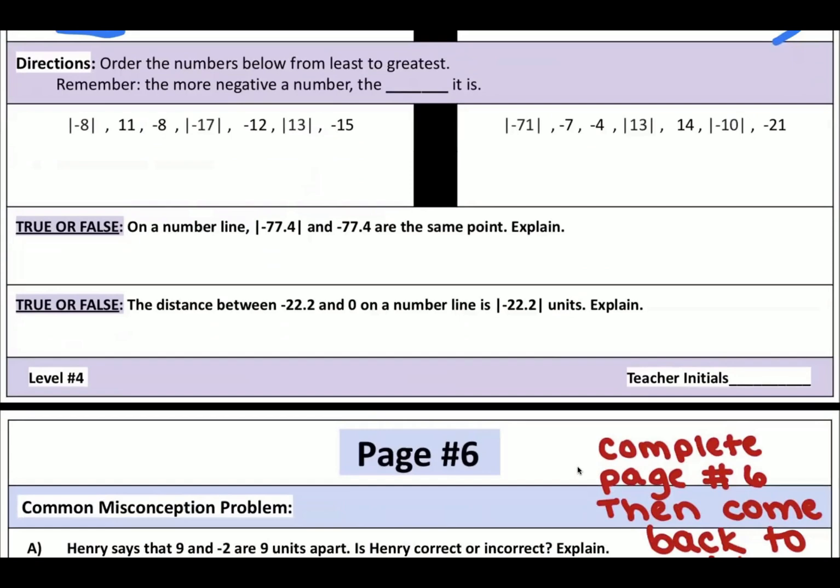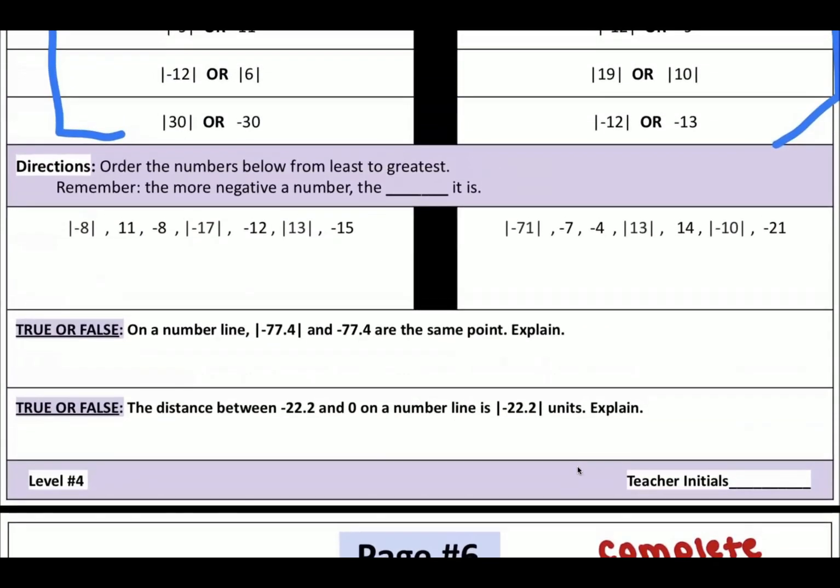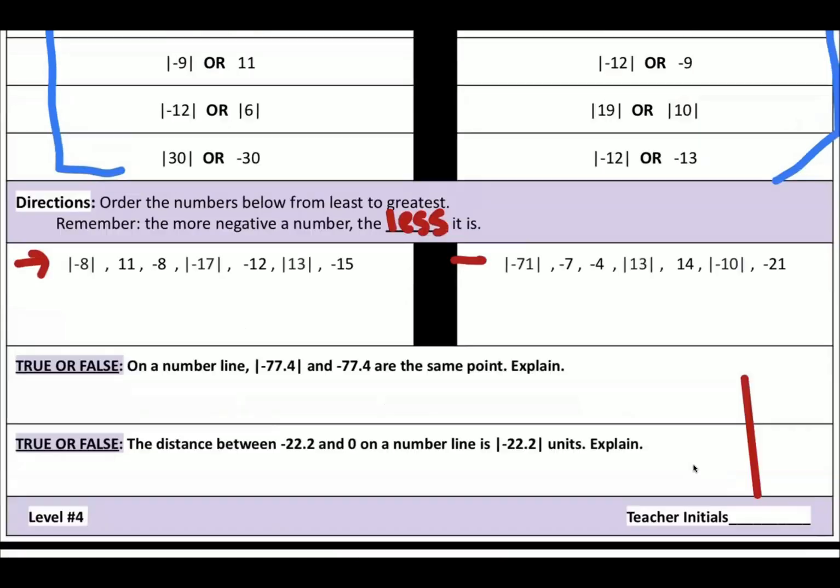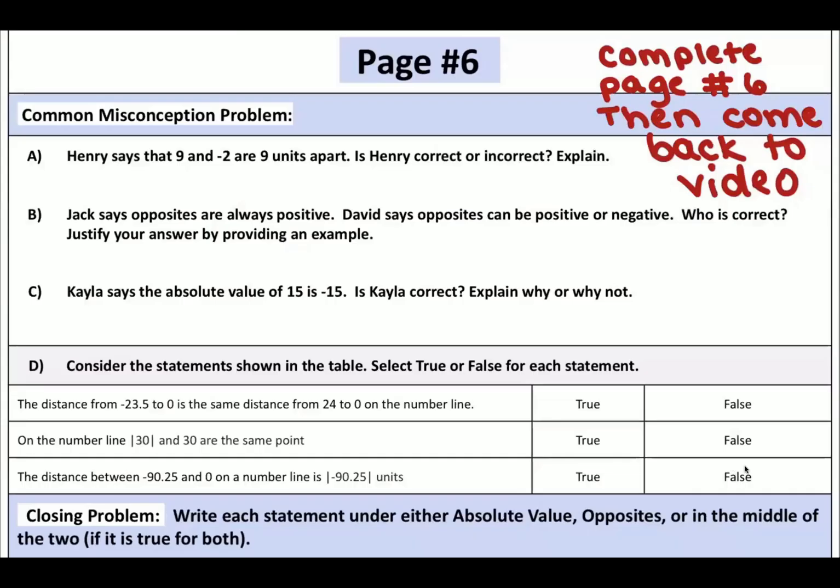This next section says order the numbers below from least to greatest. Remember, the more negative a number, the less it is. So you're going to order these numbers least to greatest. Don't forget that putting those lines around a number makes it positive. Complete the rest of page 5. Then check in with your teacher if they want you to. Come back to the video for page 6. Go ahead and complete page 6, all of it on your own, then come back to the video.